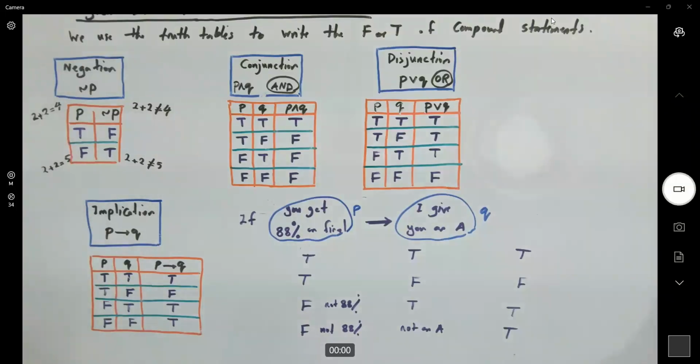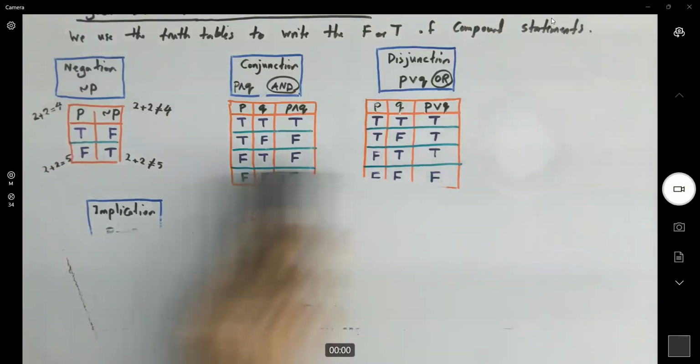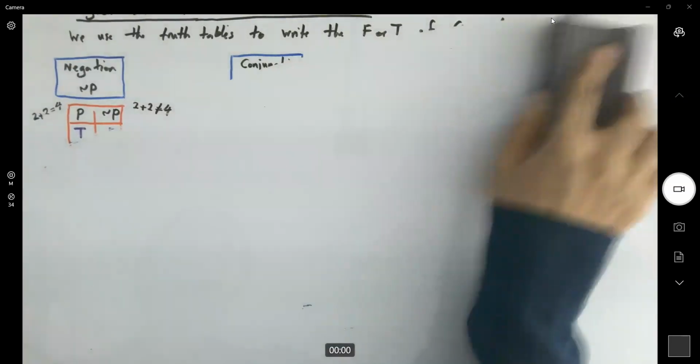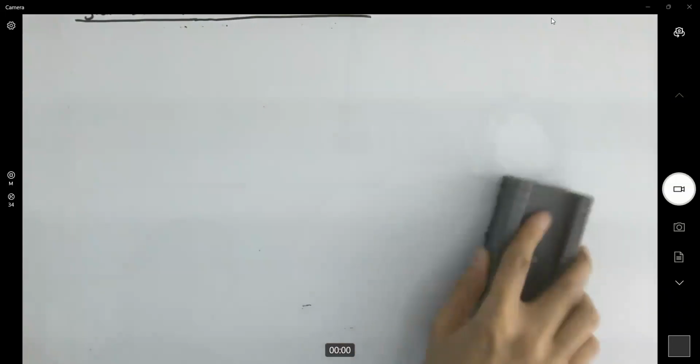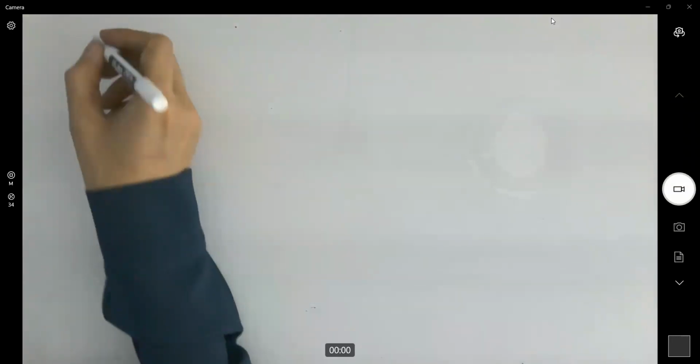Let's go over some important examples and see how we can apply these methods, the truth tables, to analyze more complicated, more compound statements. Example.